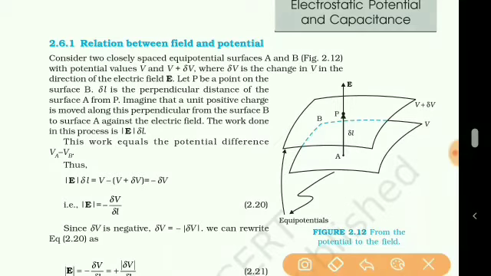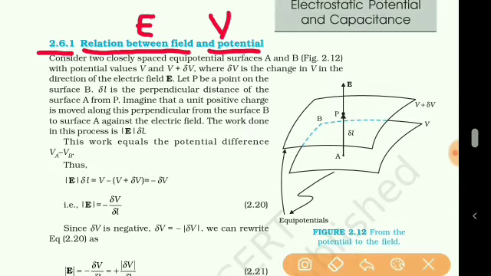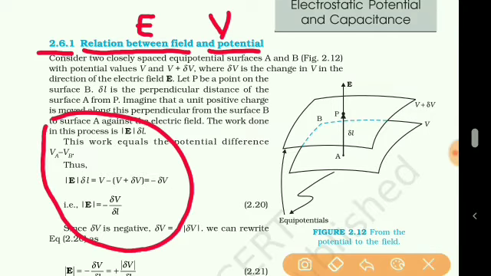Our next topic is 2.6.1, relation between field and potential. It means we have to obtain the formula which relates electric field E and potential V. Now here the method given to explain this is not that simple. So I'll show you one good method by which you can easily understand it.